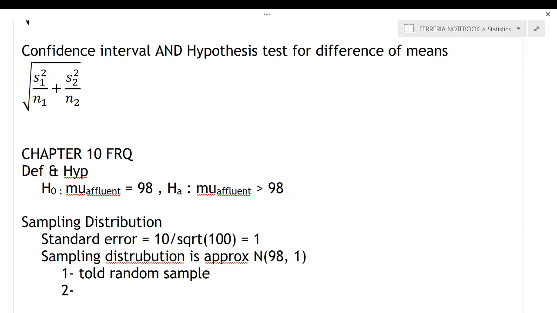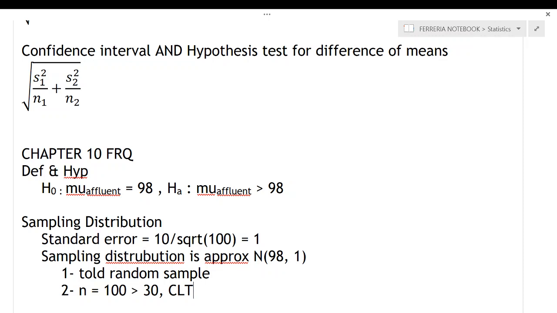Is the population normal? Where does it say the population is normal? It doesn't, but it does say that the sample size is big, right? So the sample size n equals 100. Please write down the sample size, don't just say greater than 30.